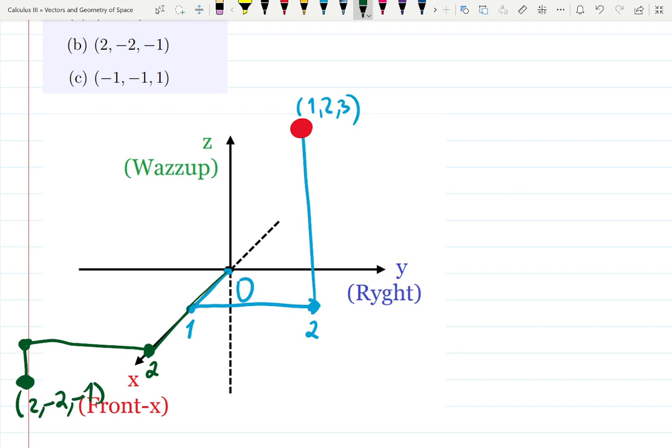Like so. And again, you erase all the lines. You just need a point. The point is what we're trying to get. Does that make sense? Can you do minus 1, minus 1, 1?